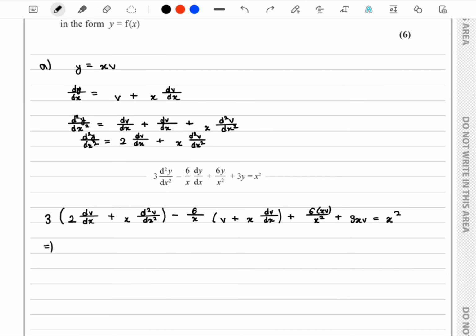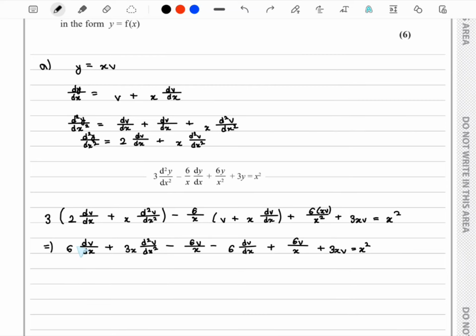So let's start from the start. So we have 6 dv by dx plus 3x d squared v by dx squared. Then we have minus 6v by x. Then we have minus 6 dv by dx, and then we have plus 6v over x, and the rest.